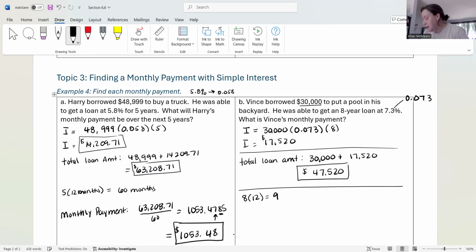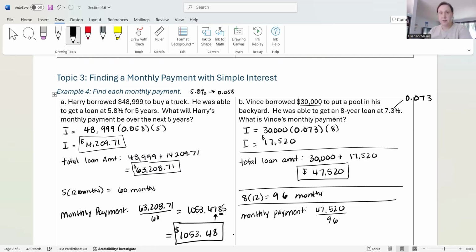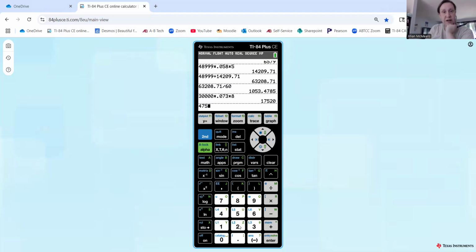So this means Vince has 96 months to pay back his loan. Okay? So what we're going to do is take the total loan amount and divide it by the number of months in the loan, and that will give us the monthly payment. So the monthly payment is going to be 47,520 divided by 96. Let's scoot over to the calculator one more time. So 47,520 divided by 96. And we get exactly 495.